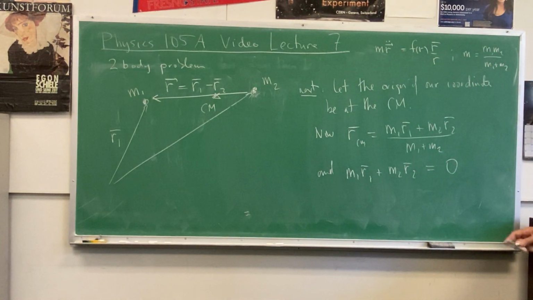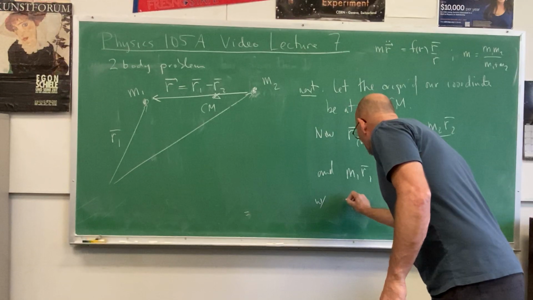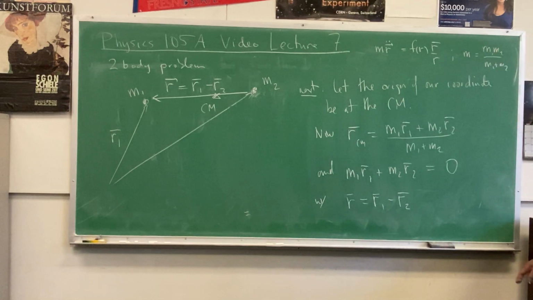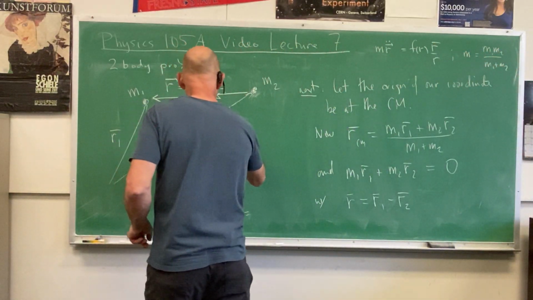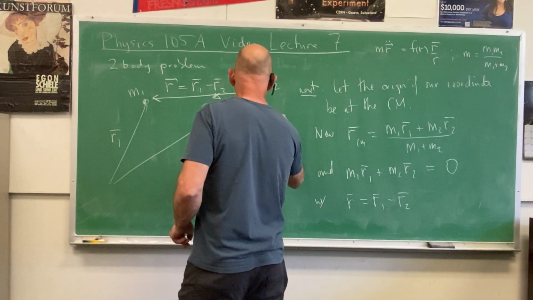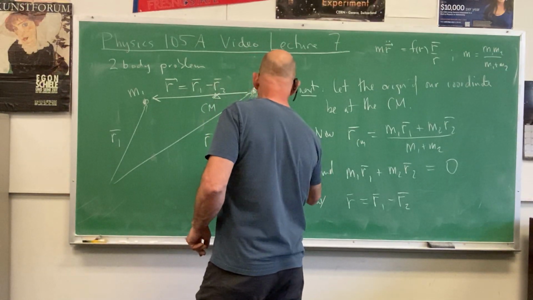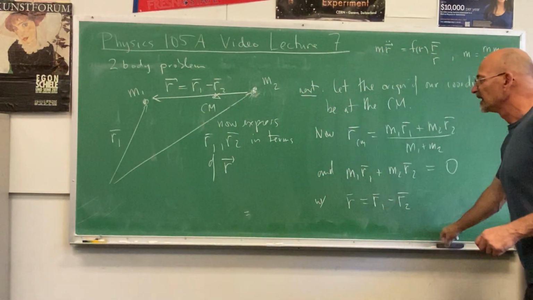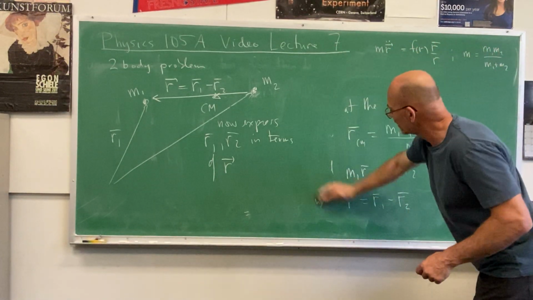At the same time, R is equal to R1 minus R2. So we have two equations and we can express R1 and R2 in terms of this difference vector. So now express R1, R2 in terms of vector R. And that's done, no problem at all. It's going to save Newton's law up there.